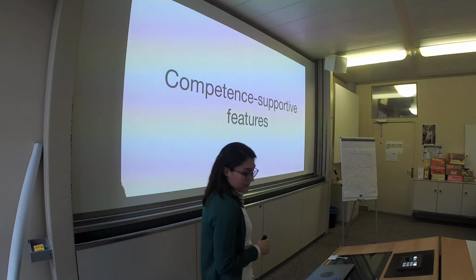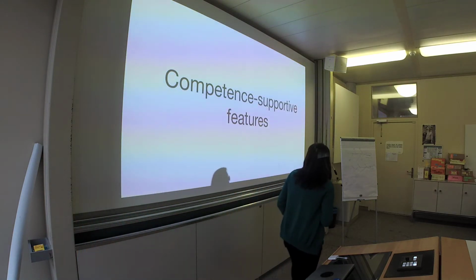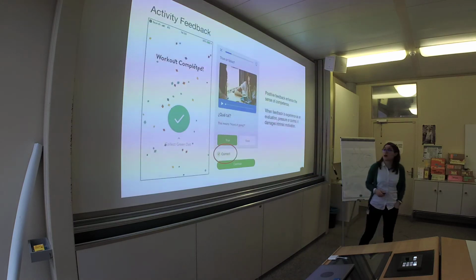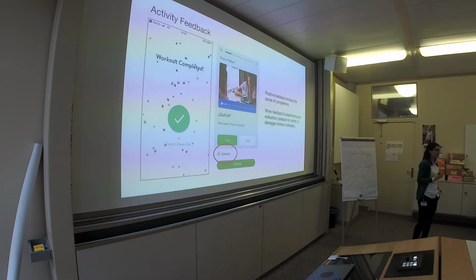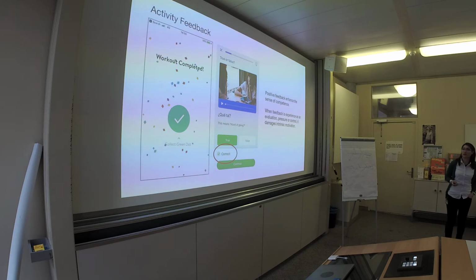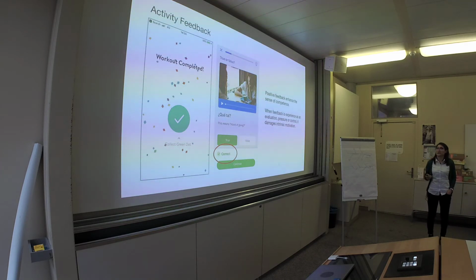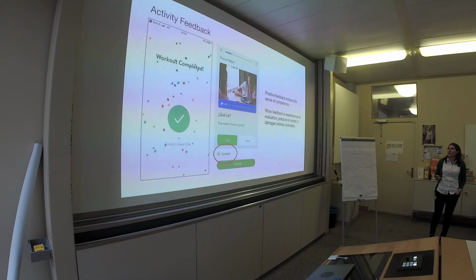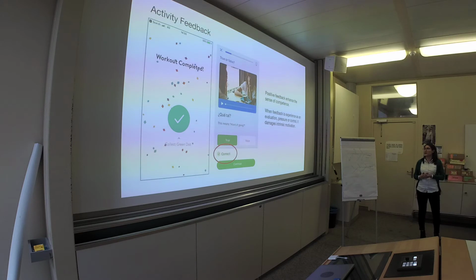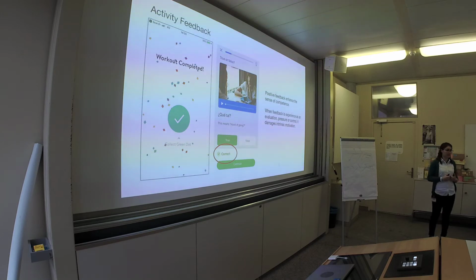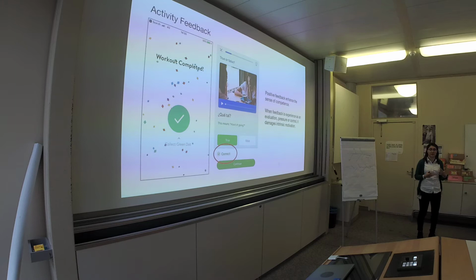Now we move to the competence-supporting features. These are the ones about the person feeling effective in the task that they're doing. So we have, for instance, activity feedback. Whenever this feedback feels like an evaluation or a control feedback, it damages the intrinsic motivation. So this is something to be concerned about.